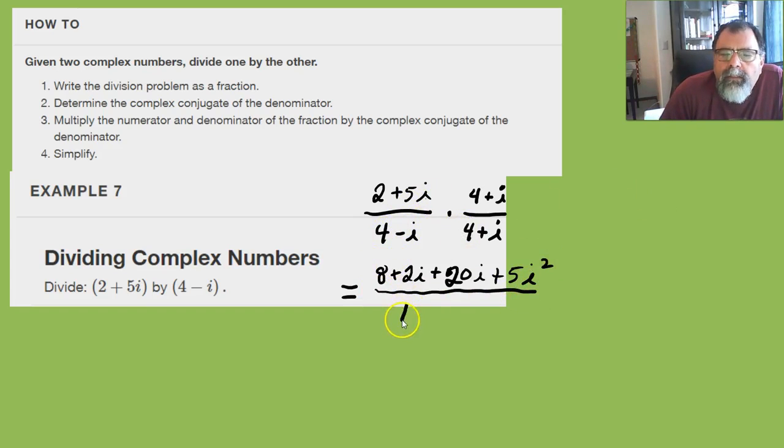4 times 4 is 16. And then minus i squared becomes plus. And then you do the number 1 squared, which is 1. So you just get 17. Okay, so remember, i squared is -1. So minus the minus becomes plus 1. So the bottom's just simply 17.